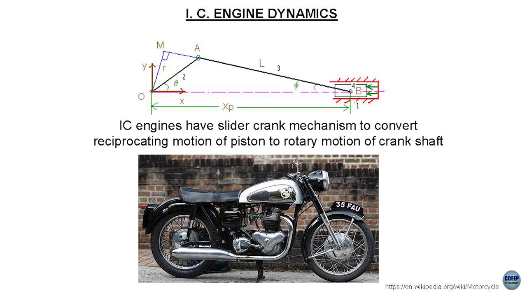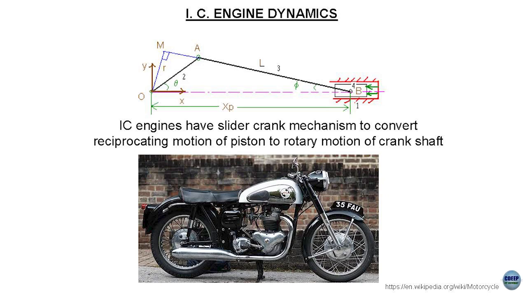What happens here is that the combustion chamber gas pressure due to combustion pushes this piston, and that translatory motion of the piston is converted to rotary motion of the shaft. The shaft, OA, is actually a shaft. Kinematically it is represented as a link like that, a member that rotates, that's all.